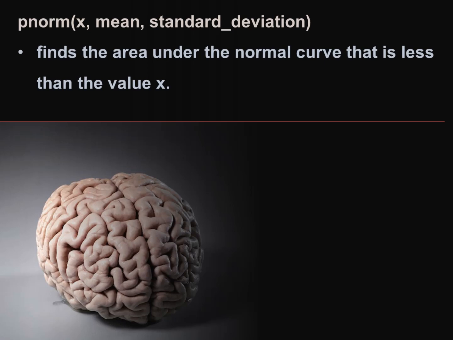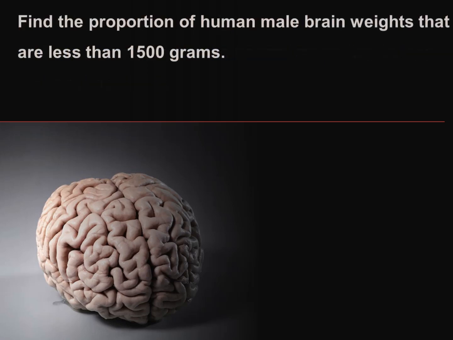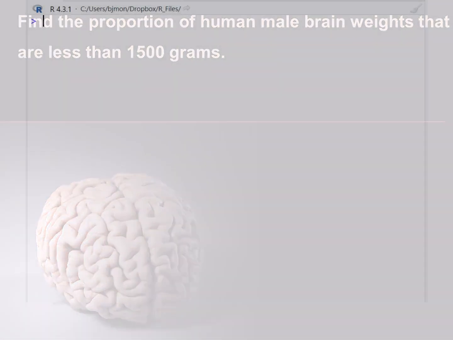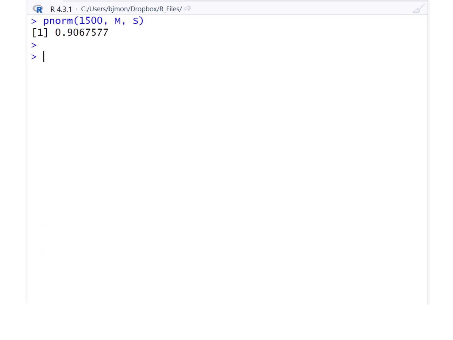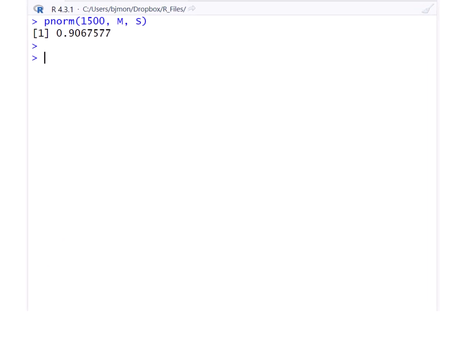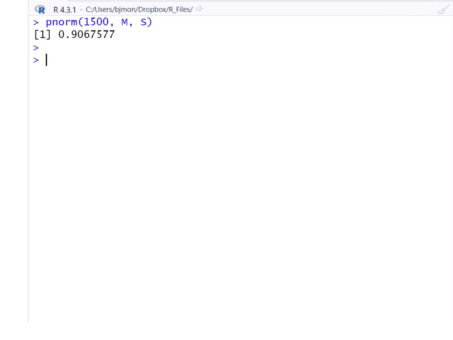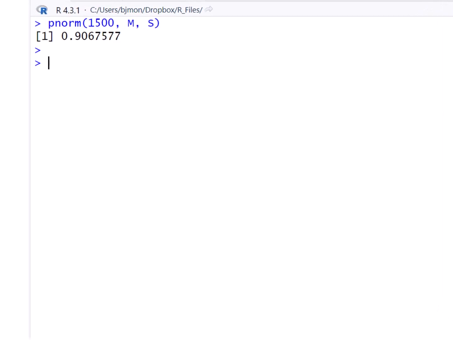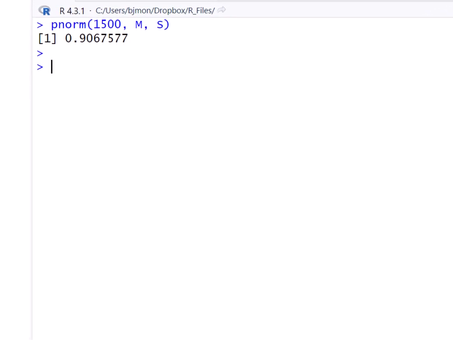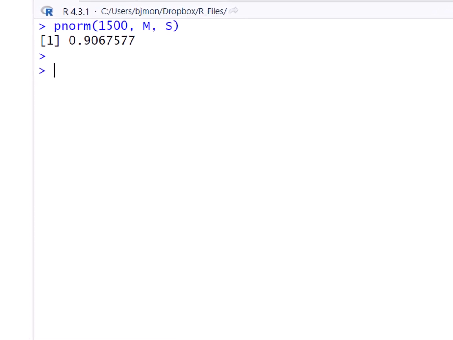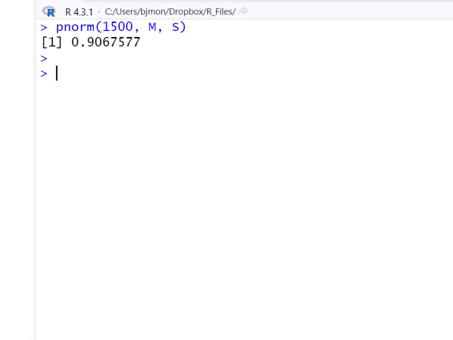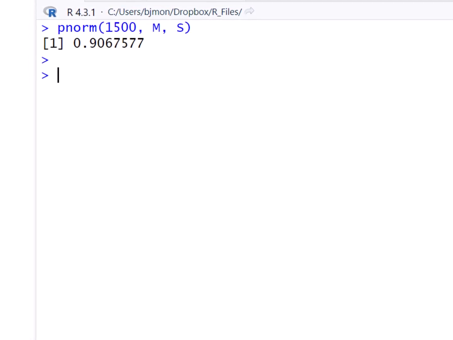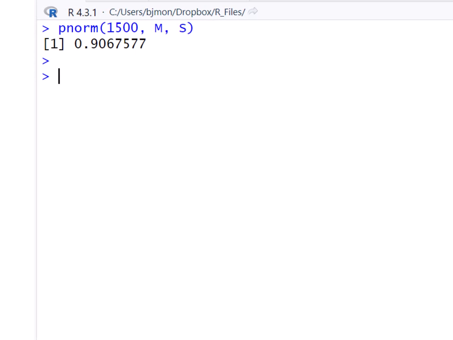Let's look at an example. Find the proportion of human male brain weights that are less than 1,500 grams. When we run the command pnorm(1500, m, s), we find that this proportion is 0.9067577. In other words, about 90.68% of male brain weights are less than 1,500 grams.